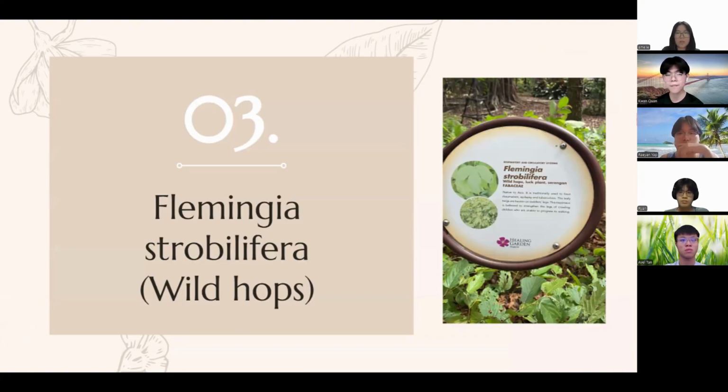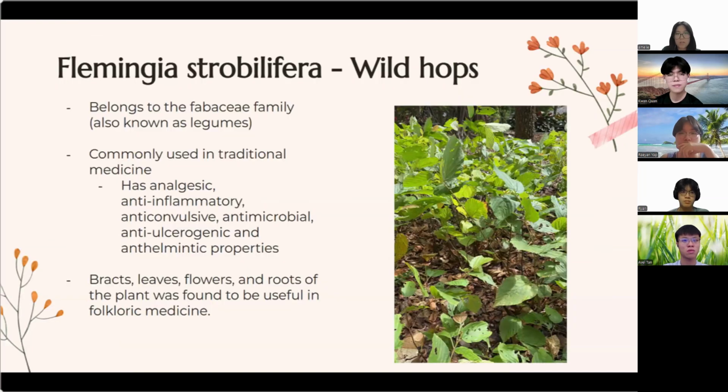Okay, so now I'll be talking about my plant, which is Flemingia strobilifera, which is also known as wild hops. It belongs to the Fabaceae family, which is also known as legumes. It is commonly used in traditional medicine and it has analgesic, anti-inflammatory, anti-convulsive, antimicrobial, anti-ulcerogenic, and anthelmintic properties. The bracts, leaves, flowers, and roots of the plants can be found to be useful in folkloric medicine.